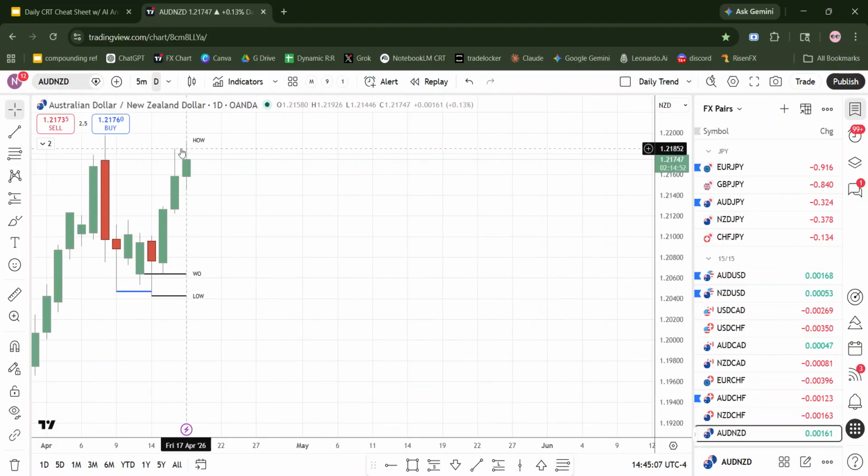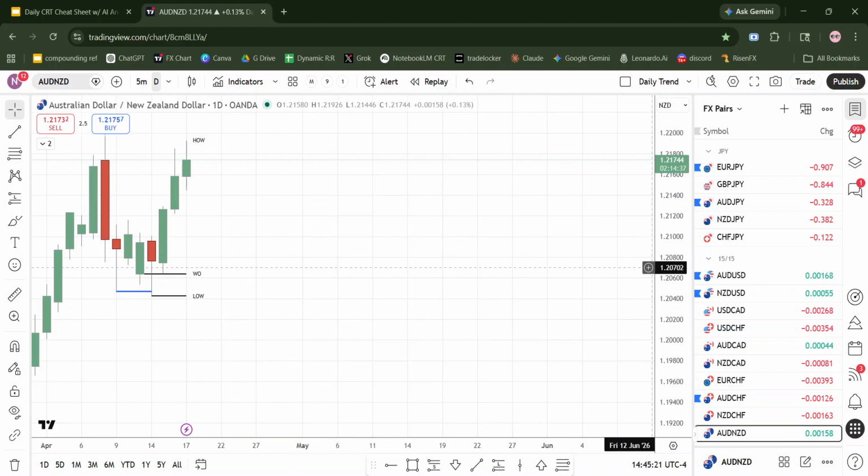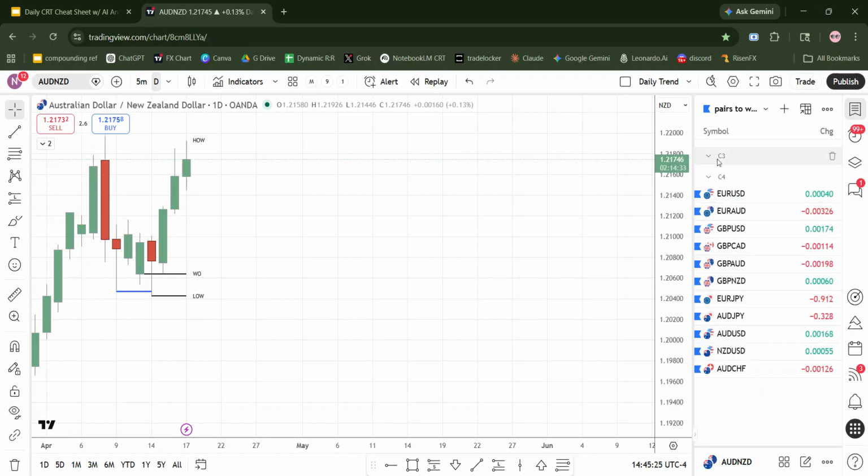Technically it could be considered a possible move to the downside if this closes inside of this candle 1 like this. But I'm not interested in it for right now. I got better options, so I'm just not interested in it. So these are all the pairs that I'll be watching for next week right there.